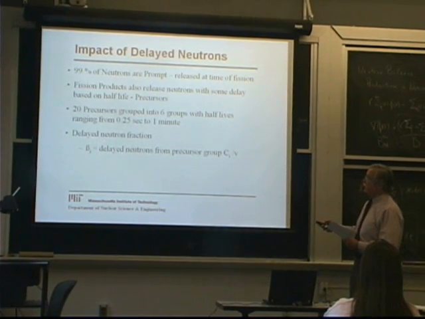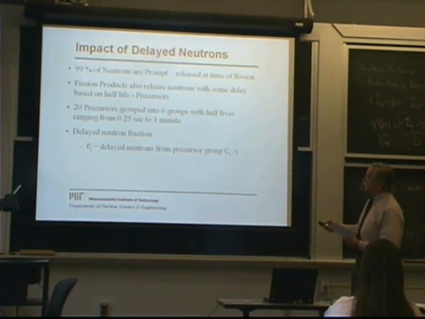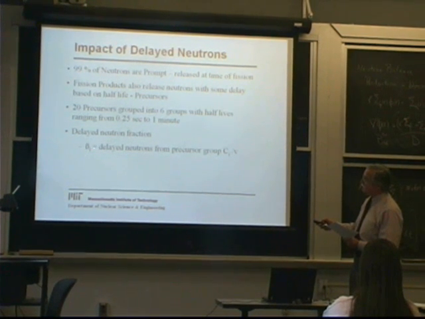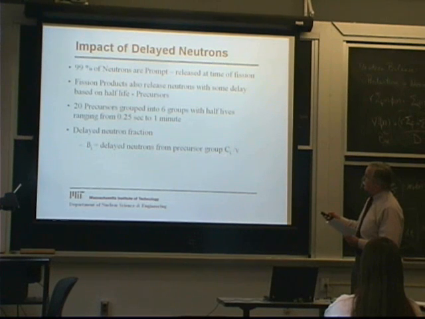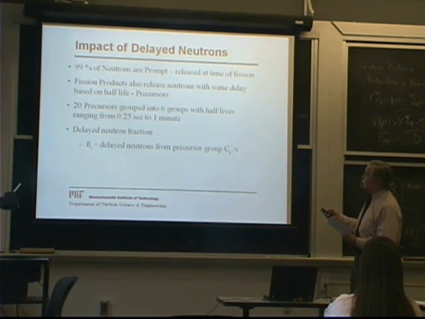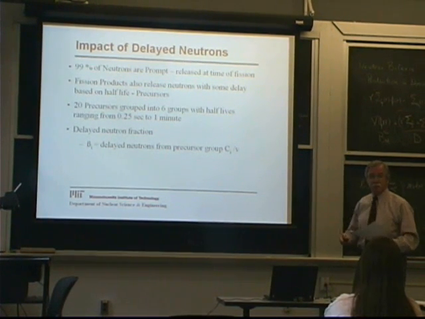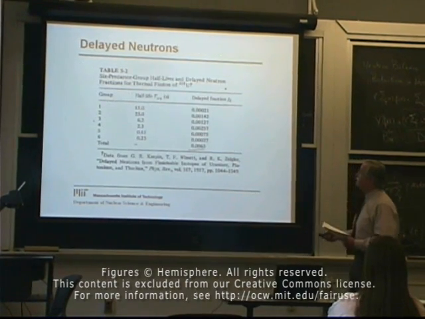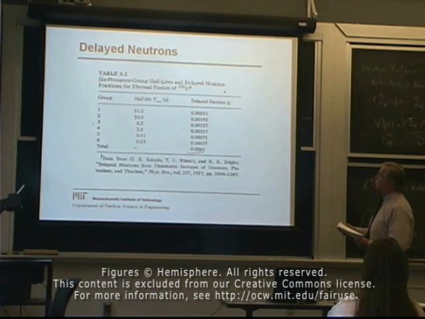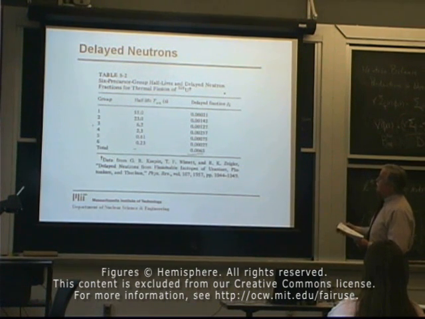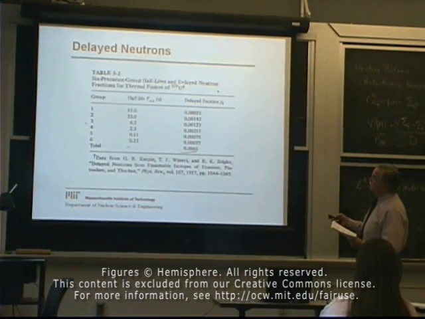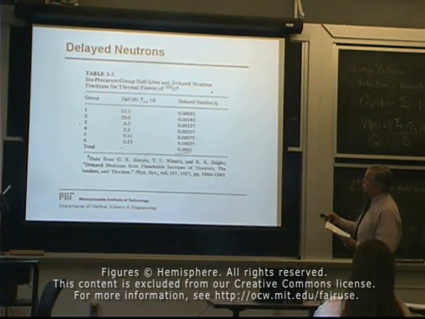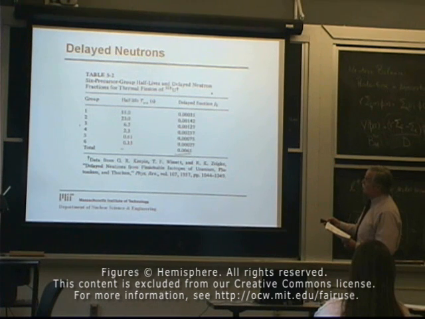Okay? And there's a delayed neutron fraction: each of these 6 groups has a certain delayed neutron fraction percentage, from precursor group i, as a function of the number of neutrons that are produced. So that's what the beta is. And in the next chart, you'll see some of these betas. The betas are for the 6 groups, and it's a function of the half-life. You can see some are 55 seconds to roughly a quarter of a second.